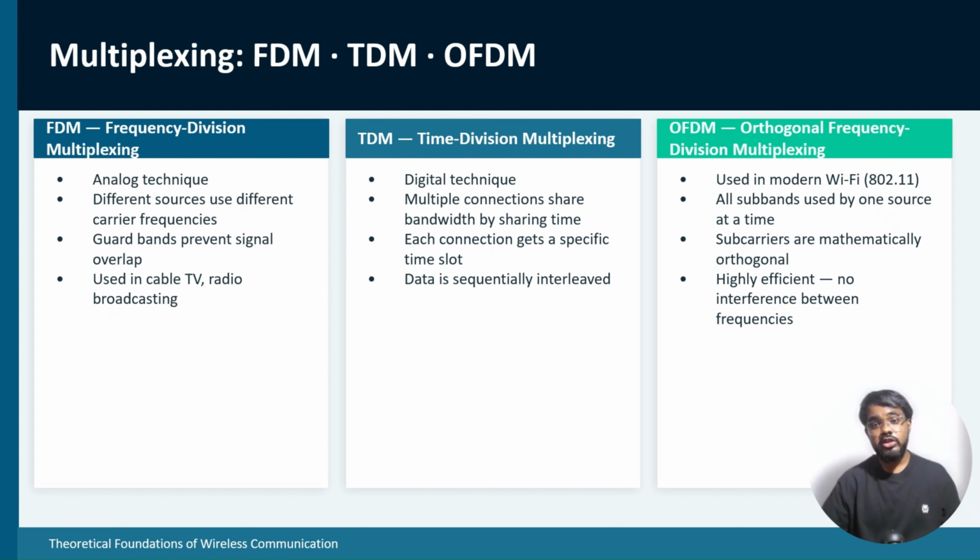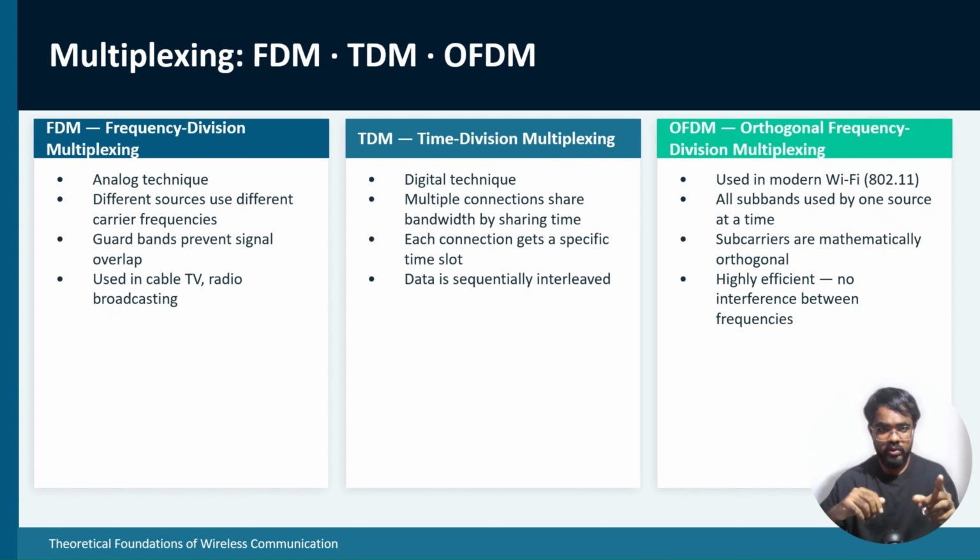Now, what happens when multiple signals need to use the same medium wirelessly? We use a technique called multiplexing, which allows the simultaneous transmission of multiple signals across a single data link. There are three key ways to multiplex data.